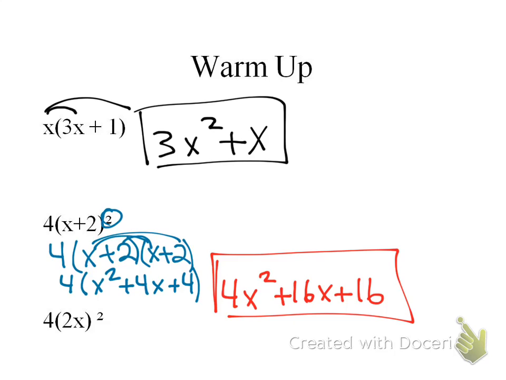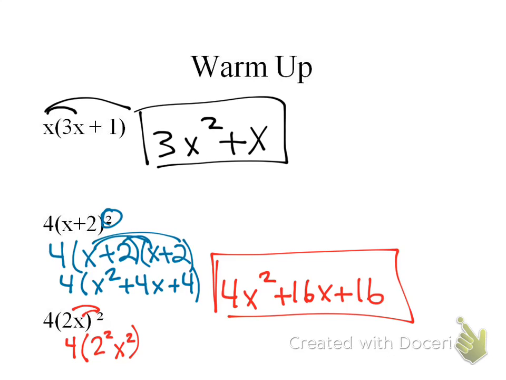Now, another common mistake that I saw on the test a couple times, you would deal with the exponent first, but you do it incorrectly. You cannot just say this is x squared, this is 2 squared. It does not work like that when there is a plus sign. However, on this next one, that is what we're going to do. So it's going to be 4 times 2 squared x squared.